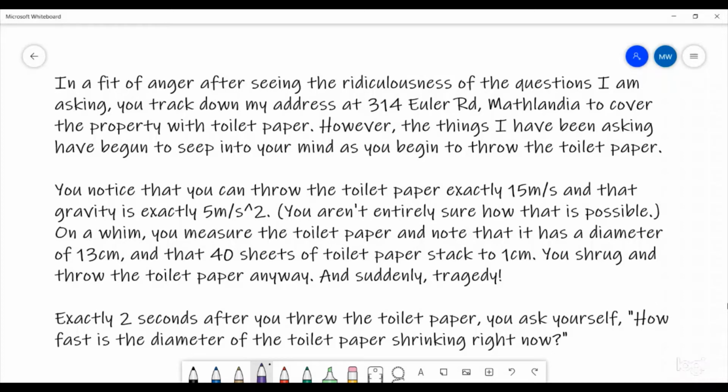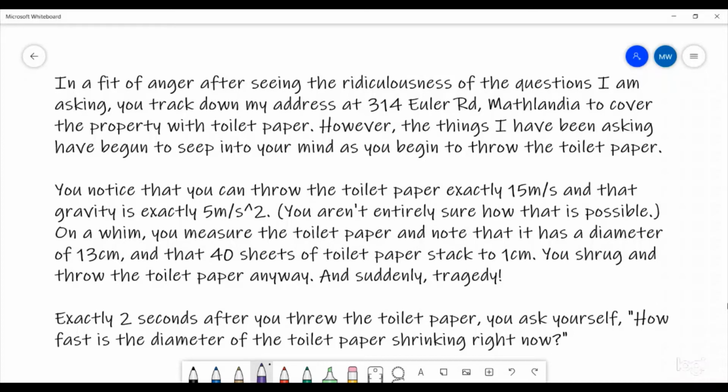So, unable to move, you decide, I need to solve this, and then I need to get out. I need to get out of Mathlandia before I become the person who's buying 1 million watermelons and trying to figure out how to stuff them in a car. We need to solve this problem and get out as fast as we can. So, how fast is the diameter of the toilet paper shrinking?